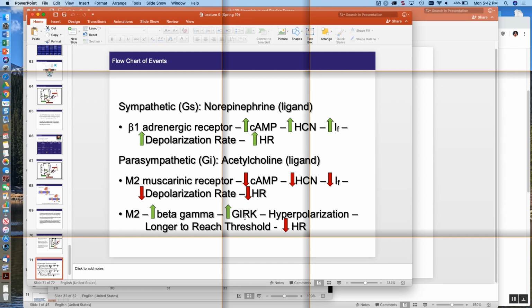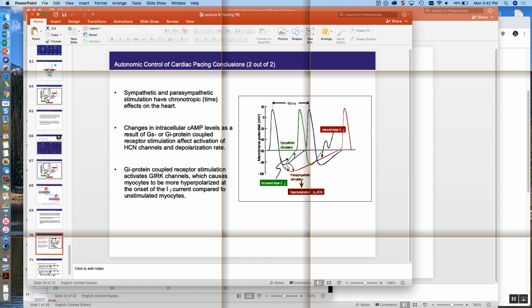which increases a potassium channel called GIRK that further hyperpolarizes the cell. In the beginning of phase 4, you can see that right here. In the beginning of phase 4, you get a further hyperpolarization that then again, it takes a lot longer to reach threshold, slowing the heart rate.